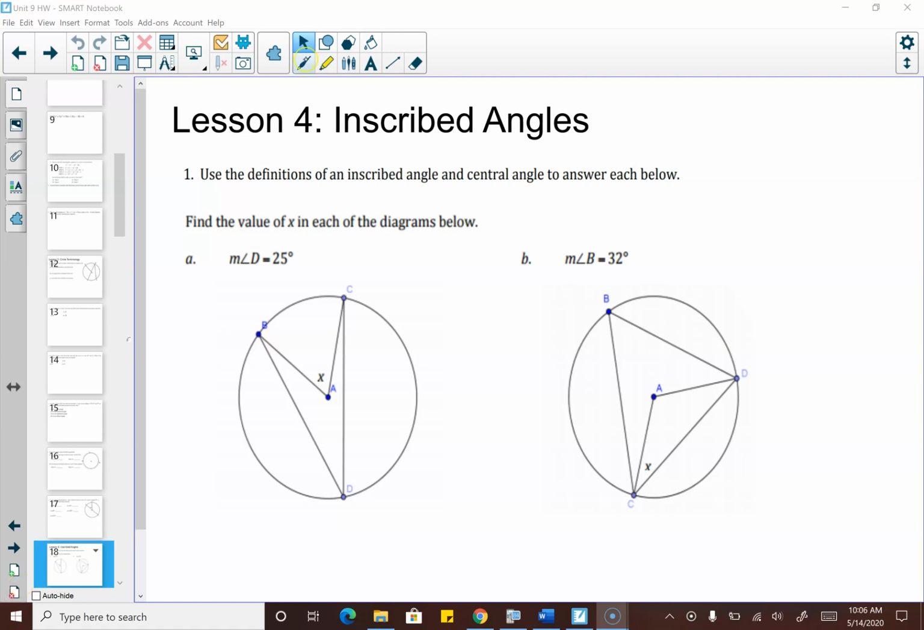For lesson 4's homework, we're going to continue our work with our inscribed angles. So we're going to use the definition of inscribed and central to answer each below. So we're going to find x. So here, x is a central angle.